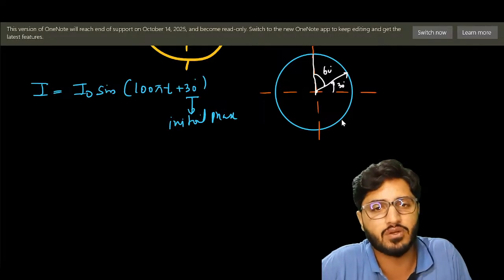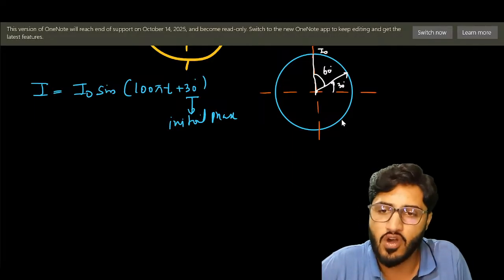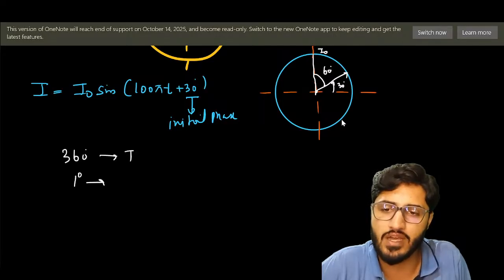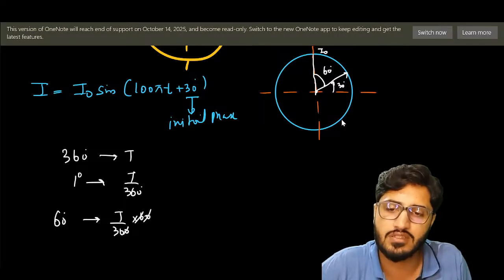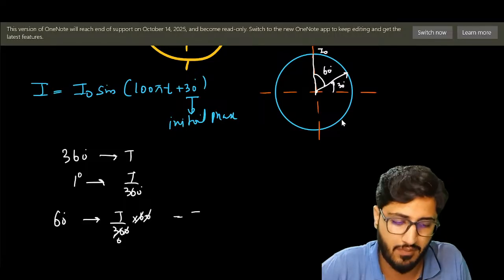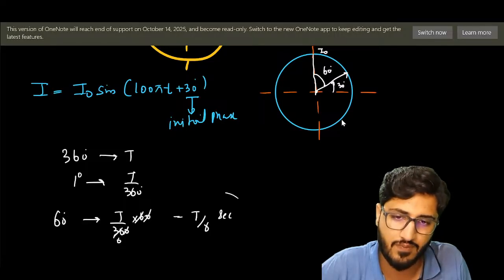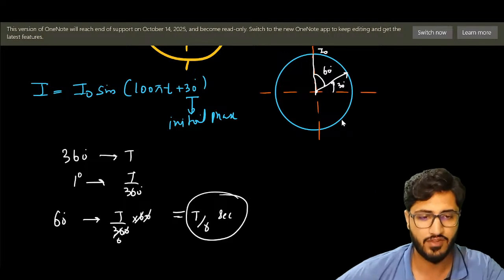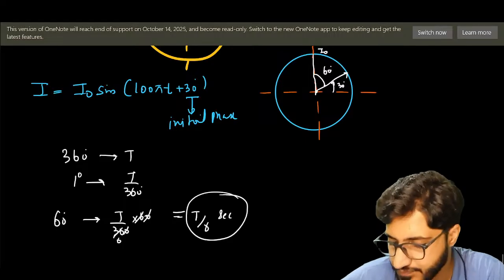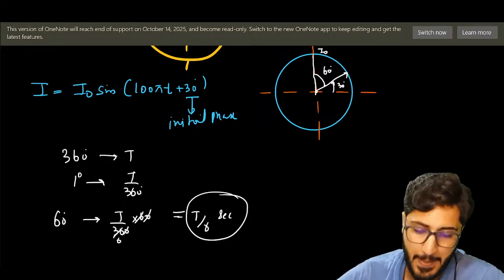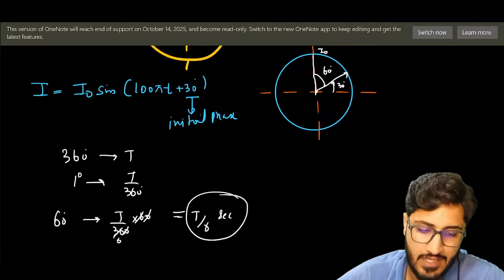So the timing to get my peak now. Look, for 360 degrees, we have T. For 1 degree, we have T by 360. For 60 degrees, we have T divided by 360 into 60. Cancel out. 6 6s are 36. So my answer came out to be T divided by 6 seconds. This is how you need to deal with your phasors. Easy or super easy?